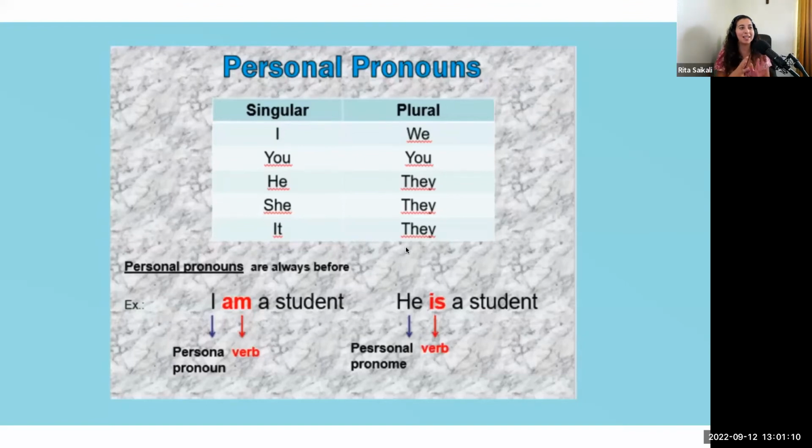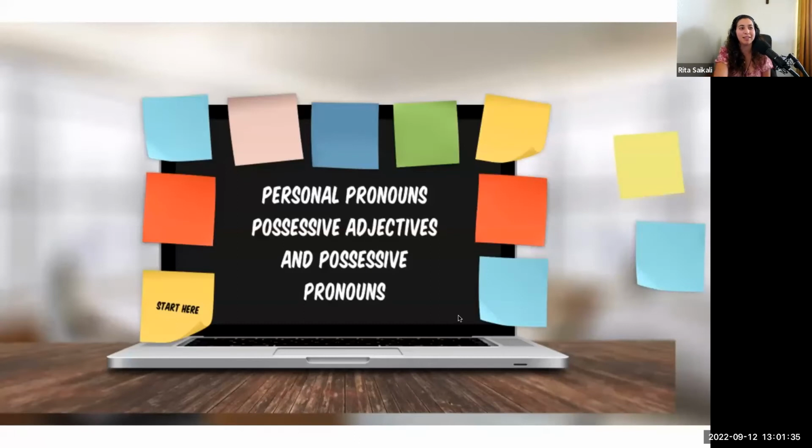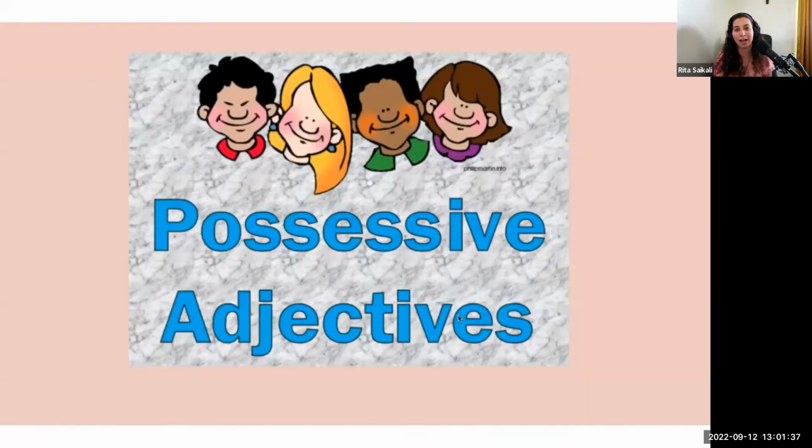And as you can see from the example, I'm a student, or he is a student. I is a personal pronoun. Am is the verb. He is the personal pronoun. Is is the verb. So personal pronouns are always before the verb, essentially. Cool. Hopefully that helps. So next, what we have is possessive adjectives.